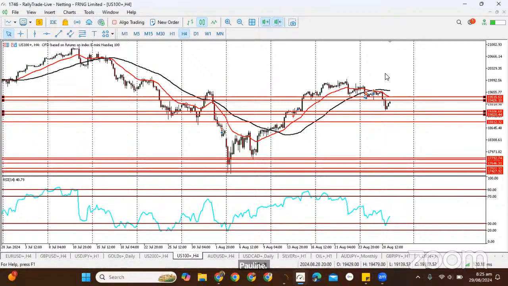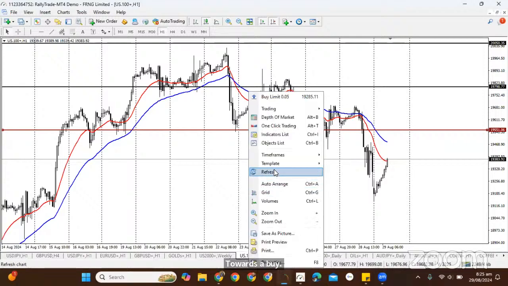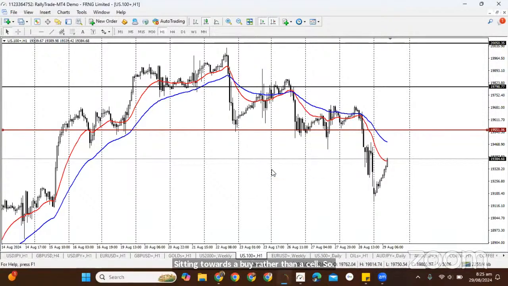So that's my take on US 100, which is, expectation is tilting towards a buy rather than a sell. So you can do your pending orders, set it before the next resistance, take profit before the next resistance, and you'll be fine.